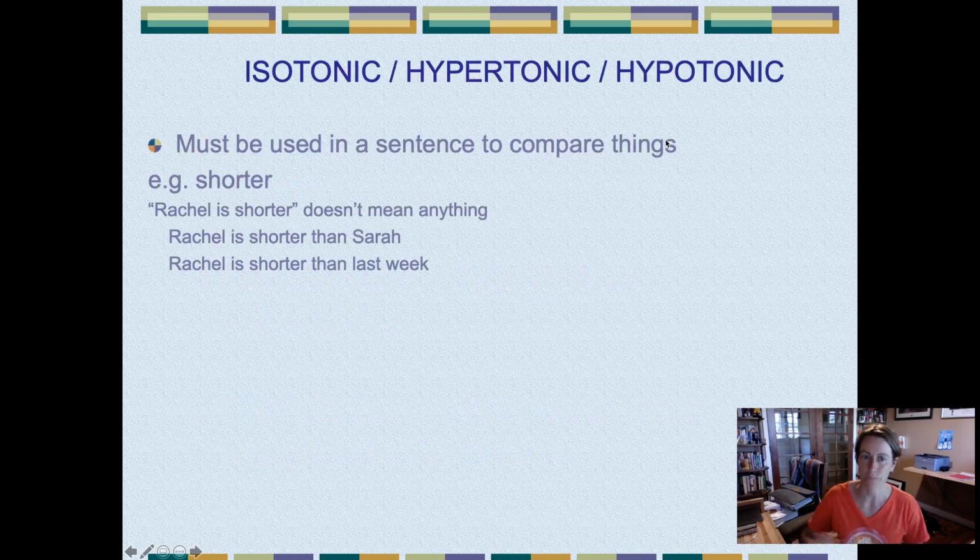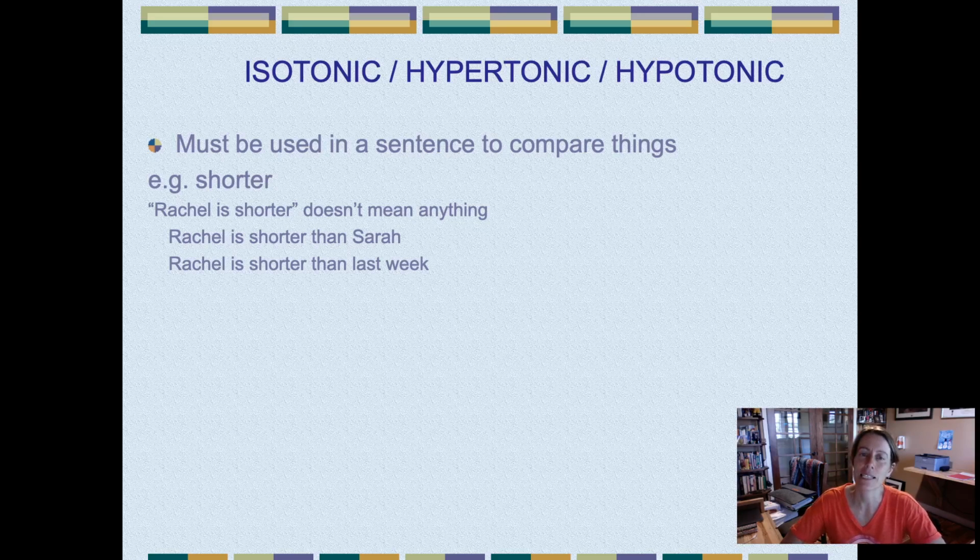So let's have one last look at how we use them. A couple of looks here. So these words have to be used in a sentence to compare things. So they're a comparative adjective, basically. So it's like saying the word shorter. If I just say Rachel is shorter, that doesn't really help me with any kind of information. It doesn't tell me, is Rachel shorter than Shaquille O'Neal? Is Rachel shorter than Sarah? Is Rachel shorter than last week? You have to have a than, a compared to. Rachel is shorter compared to Shaquille O'Neal. Rachel is shorter compared to 10 years ago, or whatever.